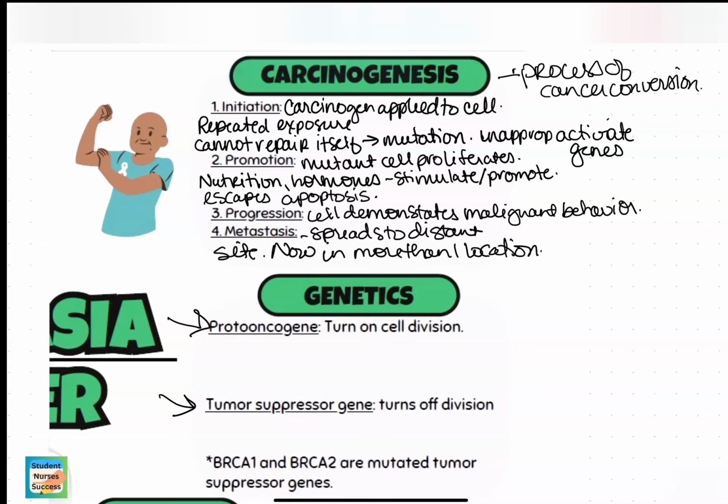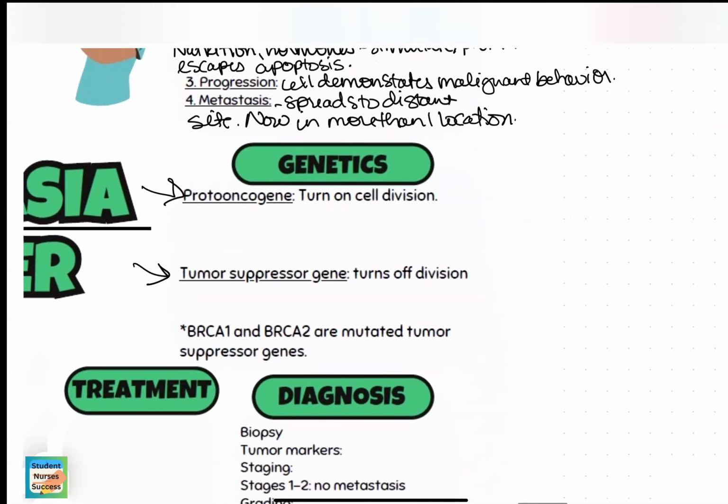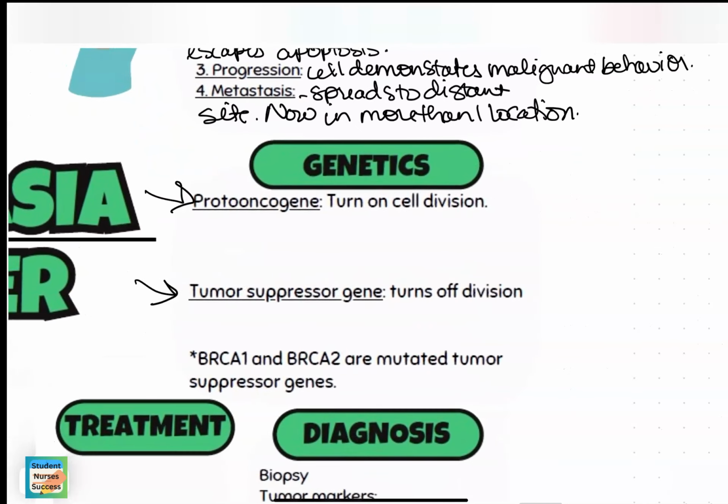Now, you probably aren't going to notice the cancer until it gets to stage 3, the progression stage. That's when it really starts growing large enough to be detected. So let's talk about these two cancer genes here, proto-oncogenes and tumor suppressor genes. Now, proto-oncogenes turn on cell division, and we do need cells to divide.